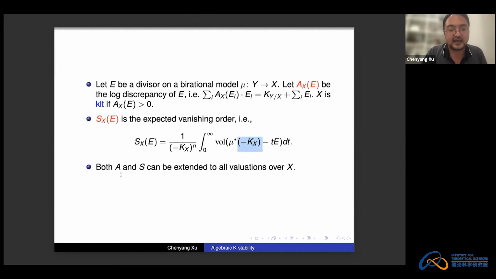And both A and S can be easily extended to all valuations. So this function can be defined on all valuations. And then the algebraic geometry approach is to start with this function on the space of all valuations. We want to find the minimizer, and then we want to prove the minimizer has all the regularity we need.